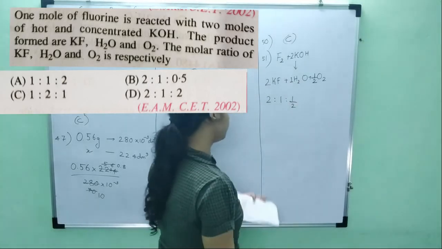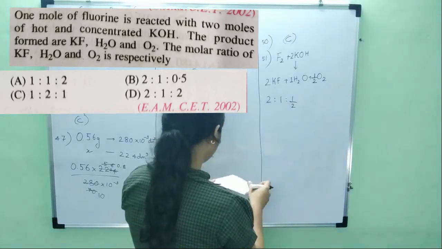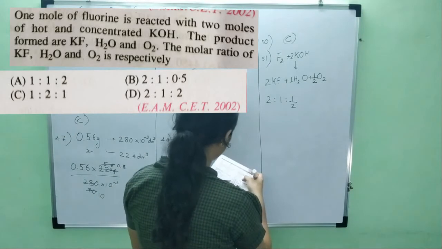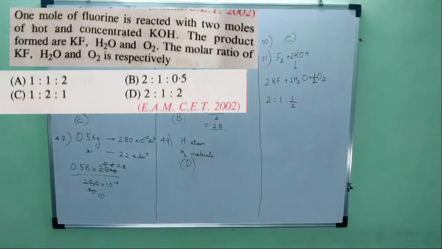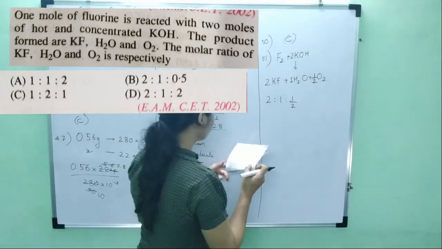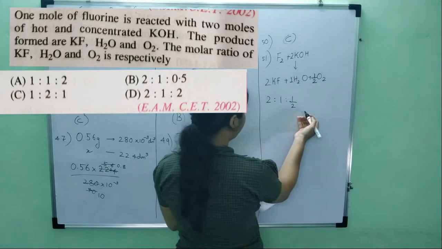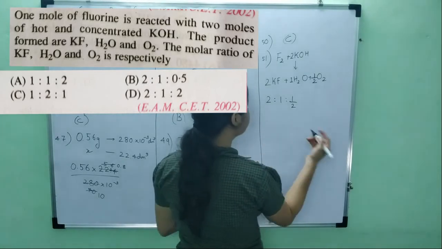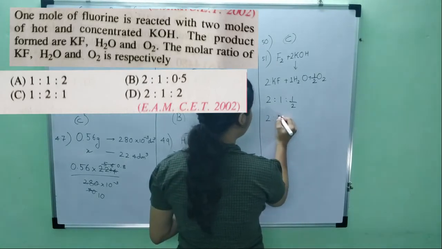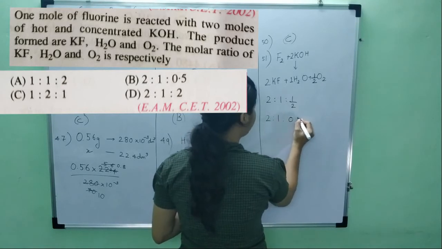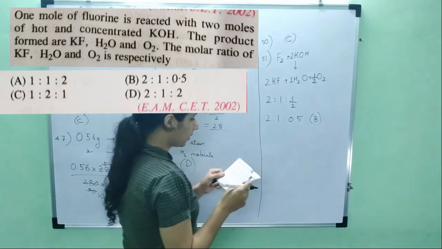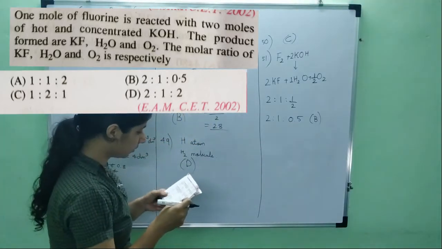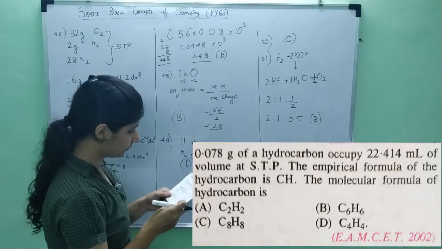Okay. So if we look at the options, what are the options given? So the options are 1:1:2. No, this is not the option. 2:1:0.5. Yes. So 2:1:half can be written as 0.5. So it is the right answer, option B. Okay. Now let's look at the next question.